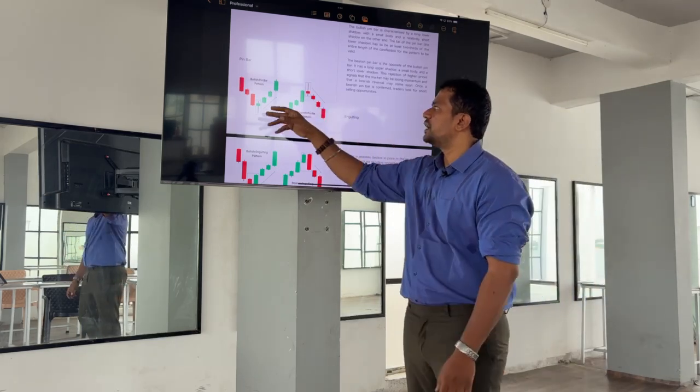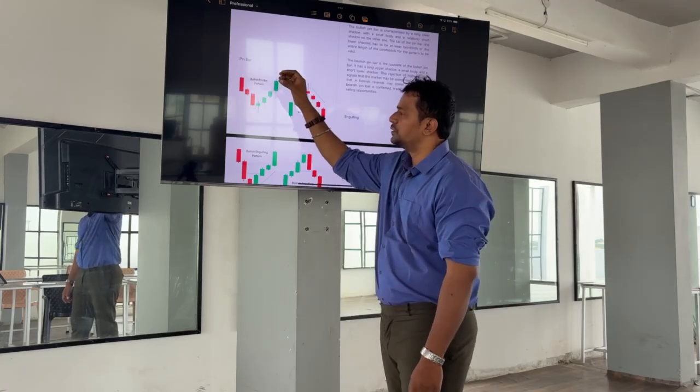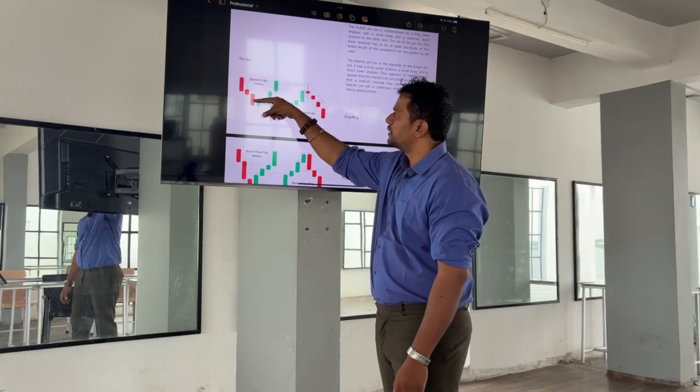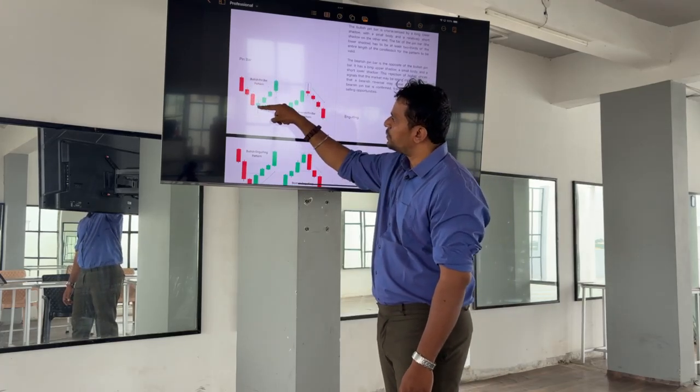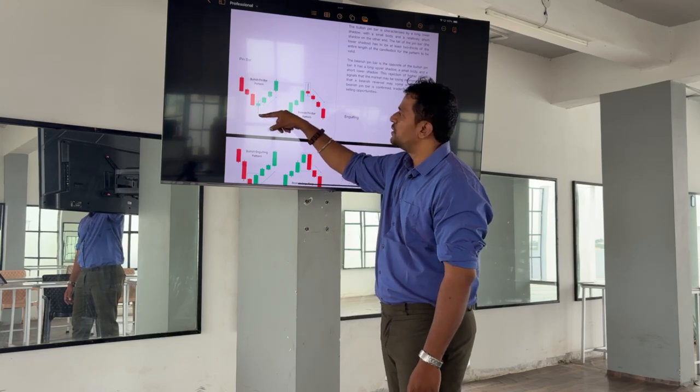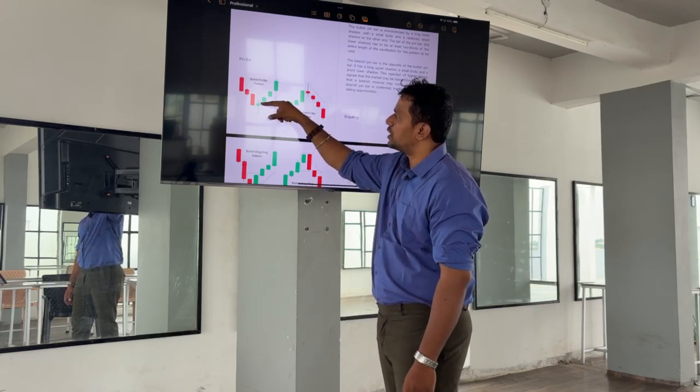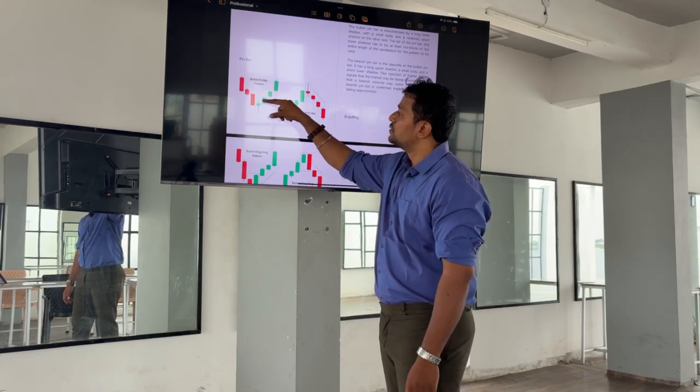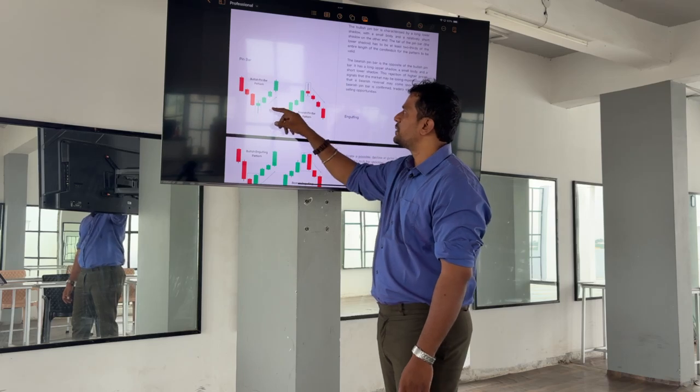So here we have a bullish pin bar pattern. Here there was supply, and again there was supply that has pushed the price down, but demand has come up and has closed above the price where it had opened. So this indicates that there might be a reversal.